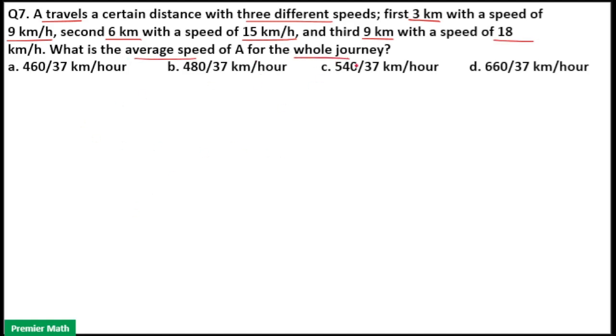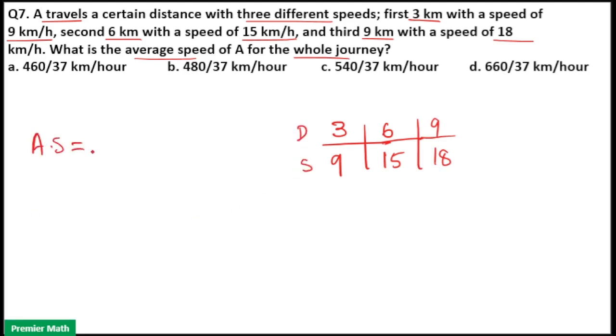Here distance is not the same. So distances are different. So here A travels 3 km with a speed of 9 km per hour. Then he travels 6 km with a speed of 15 km per hour. Then he travels 9 km with a speed of 18 km per hour. This is distance and this is speed here. Here we need to find out the average speed of this entire journey.